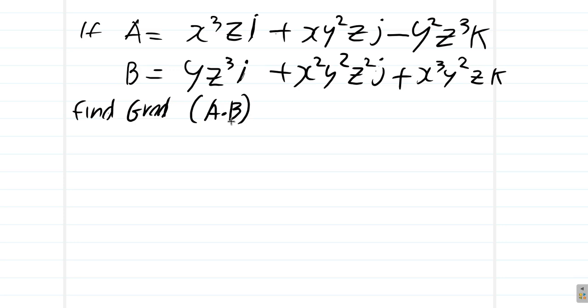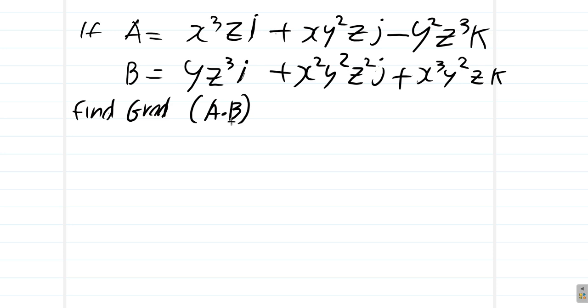We have here two vectors, A is x cubed z i plus x y squared z j minus y squared z cubed k, and vector B is y z cubed i plus x squared y squared z squared j plus x cubed y squared z k. You must find the grad of A dot B. Alright?